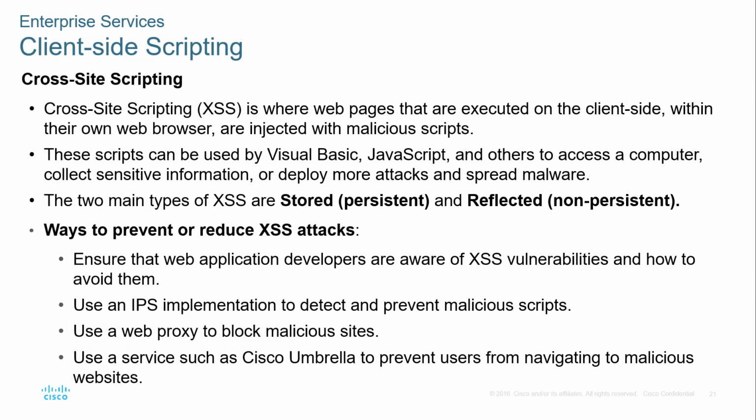Other forms of client enterprise services are going to be things like web cross-site scripting. And this is where a web page that's executed on the client side within their own browser is injected with malicious code. Typically, Visual Basic or JavaScript is going to be there to inject code. Two types of XSS. XSS is cross-site scripting, stored or reflected, non-persistent.